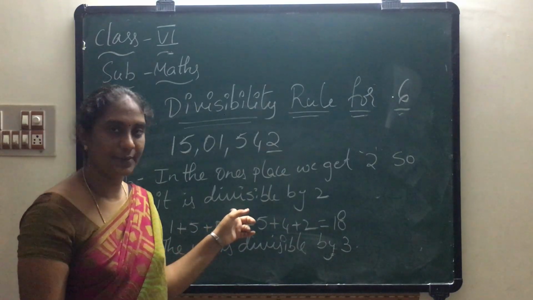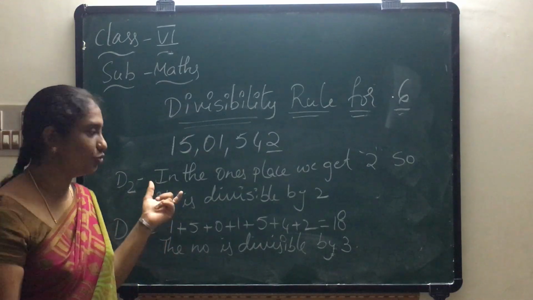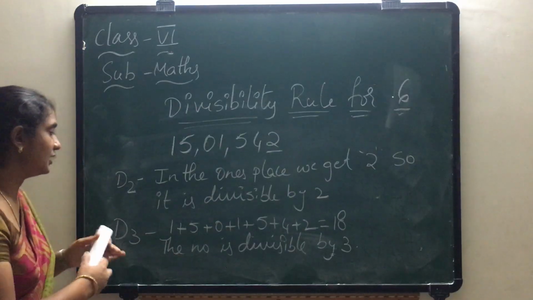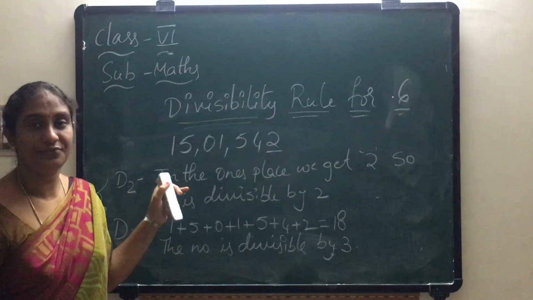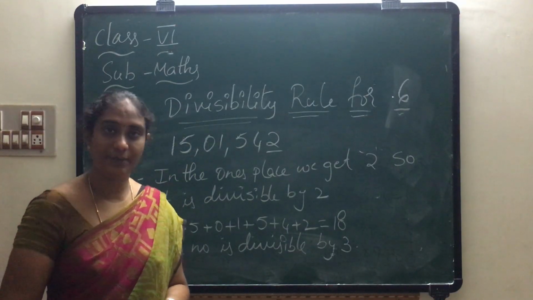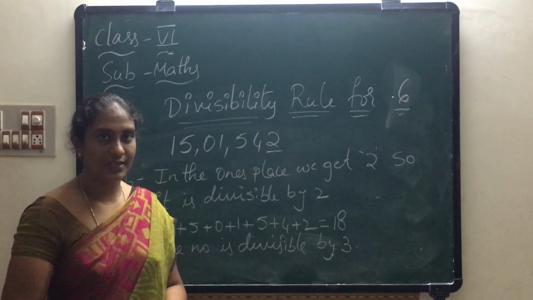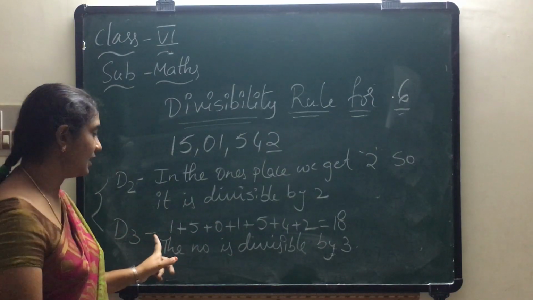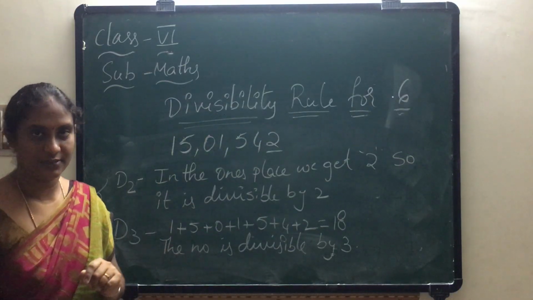Yes, in the 2 table it is divisible. In the 3 table also divisible. In 2 conditions, it is satisfied. D2, D3, these 2 tables are satisfied. So then only, what is the rule for D6, Nana? The number must compulsorily be divisible by 2 and by 3. Then only the number is divisible by 6. Yes or no? Here, in the 2 table is it divisible? Yes. In the 3 table is it divisible? Yes. So the 6 table also it is divisible.